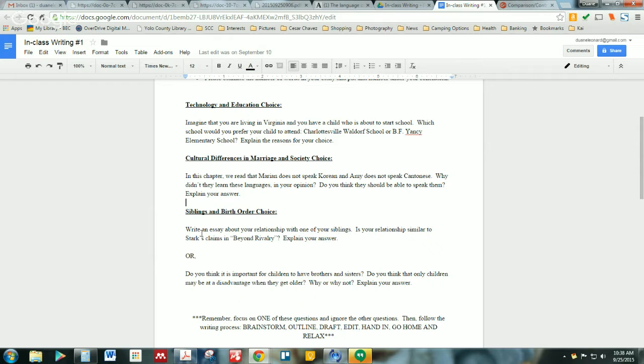So the first one, write an essay about your relationship with one of your siblings. Is your relationship similar to Stark's claims in the article Beyond Rivalry? So this is your relationship similar means that you're going to be comparing and contrasting to what Stark claimed. So this could be a comparison contrast essay.